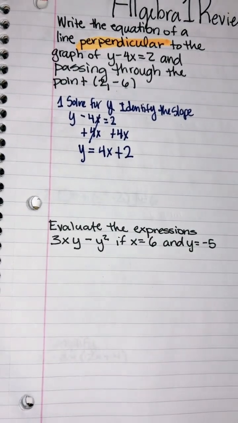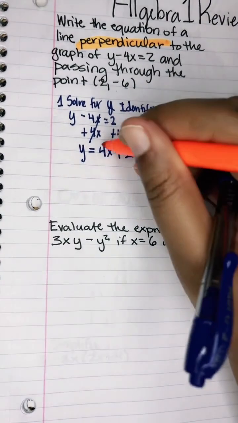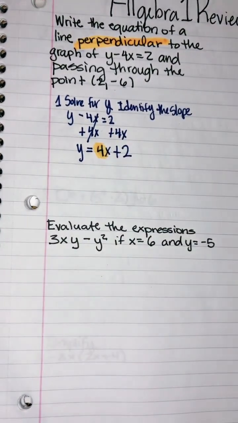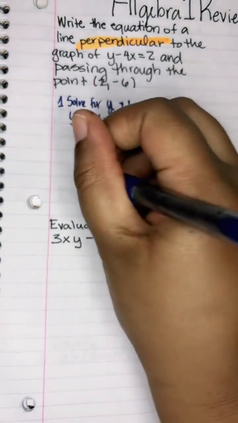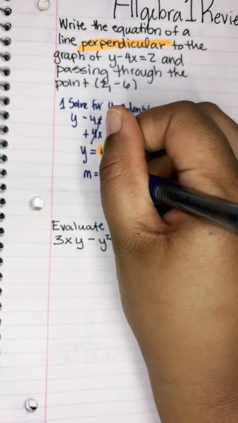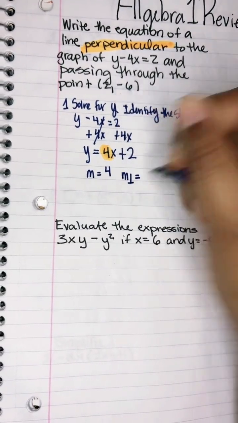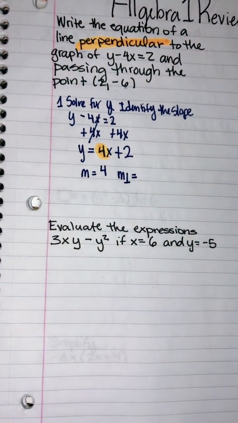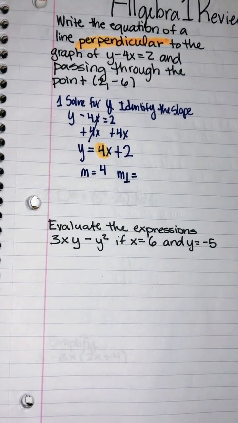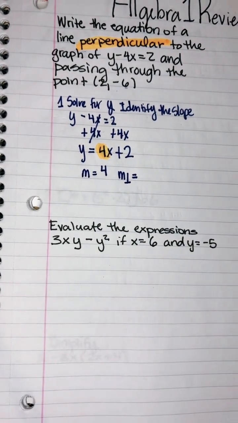Now we can identify the slope, which is always attached to the x. So we have a slope of 4. Does anybody know how to find the perpendicular slope? Oh, perpendicular slope.